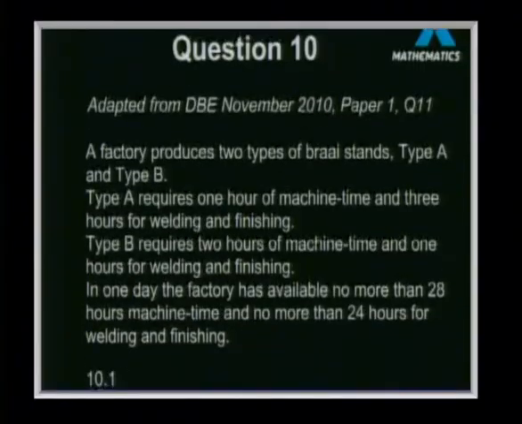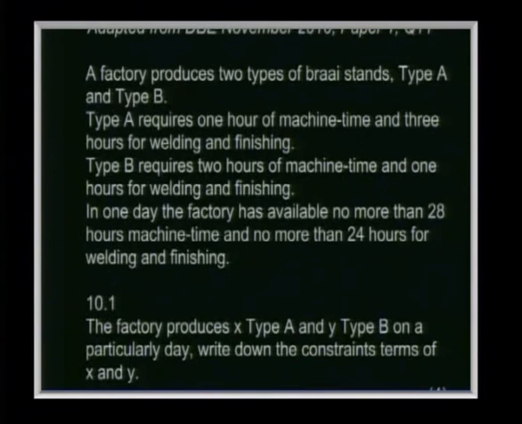Let's do this together. The factory produces two types of braai stands, type A and type B. Good news.